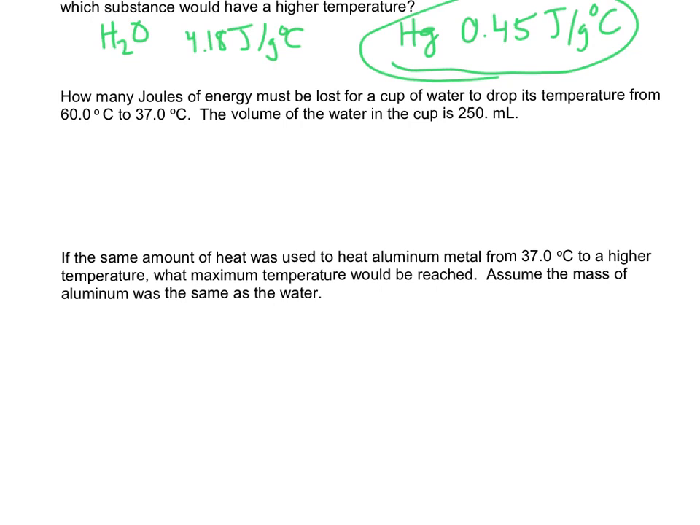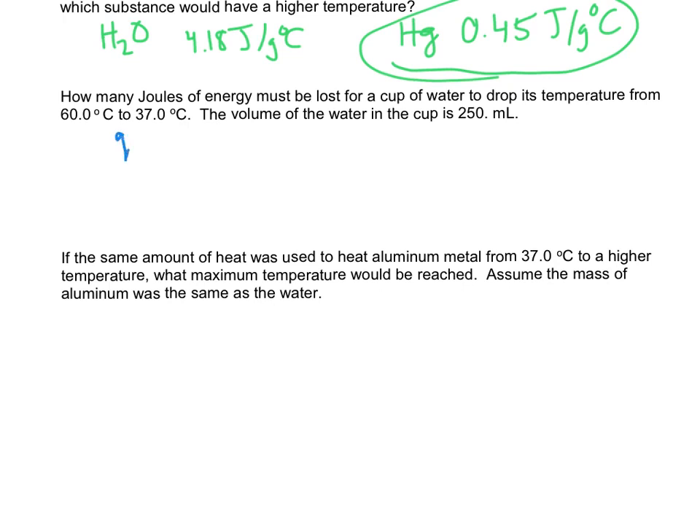All right, let's do a couple of questions using Q equals MC delta T. This one says, how many joules of energy must be lost for a cup of water to drop its temperature from 60 Celsius to 37 Celsius? It says the volume of the water in the cup is 250 milliliters. So it looks to me like we're only talking about one substance, which is water, and it's not changing its phase, it's remaining as a liquid. So with one substance and the same phase, I can use Q equals MC delta T for this one.